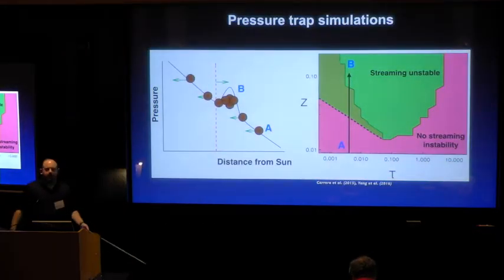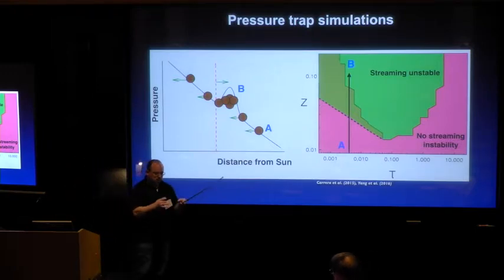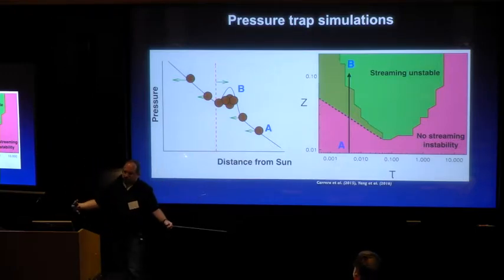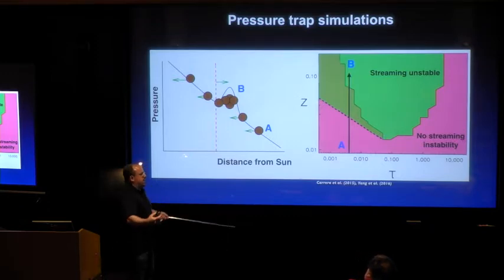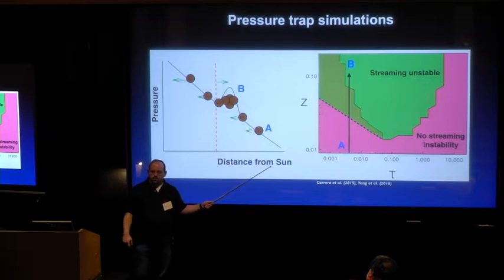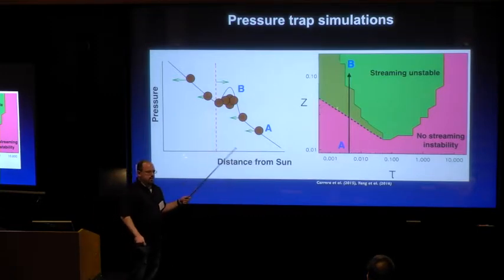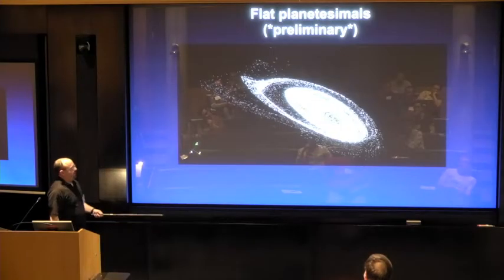But what I have done is run simulations with a pressure trap. These are local simulations with a pressure trap included, letting particles drift into the pressure trap and seeing what happens. I was going to say, I don't yet know if it's streaming instability producing these planetesimals or direct collapse. I think it's direct collapse, but I don't know yet. It's very, very, very preliminary.